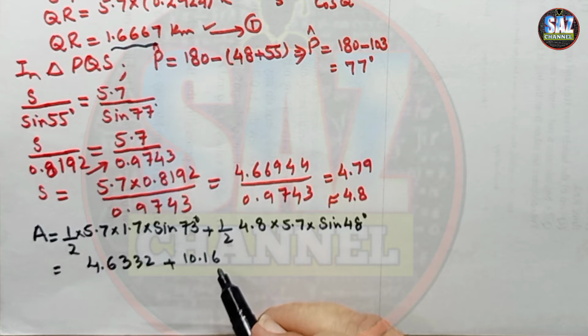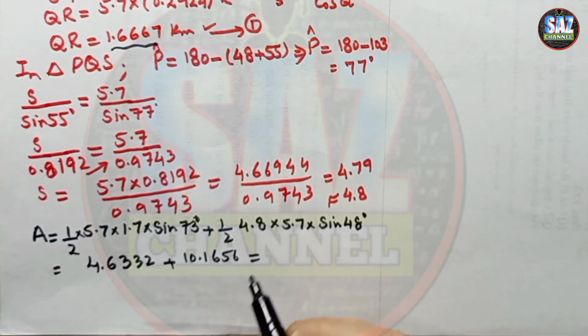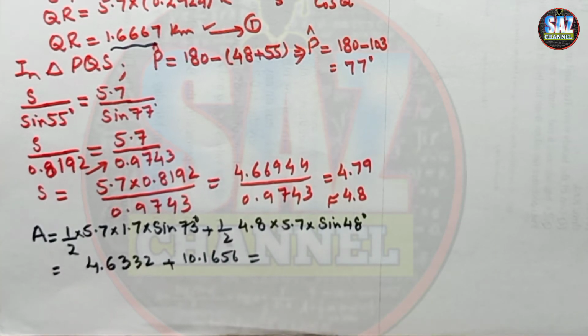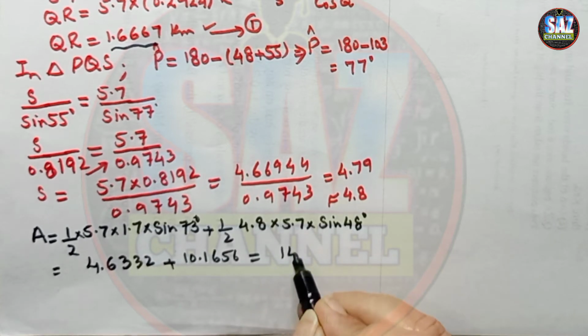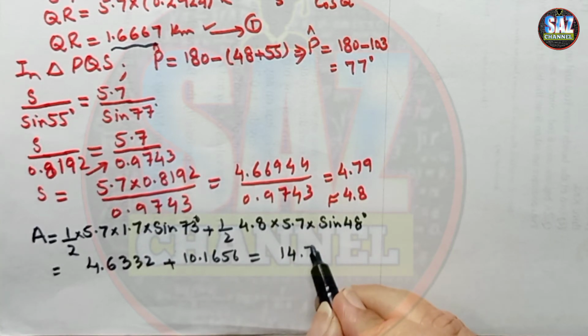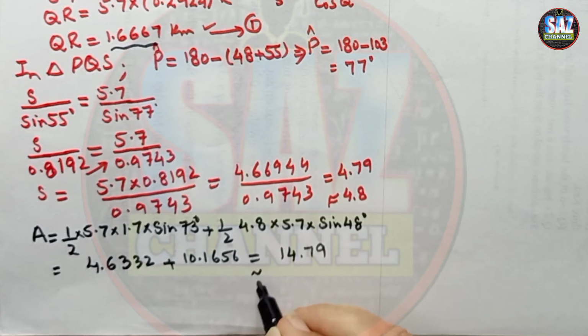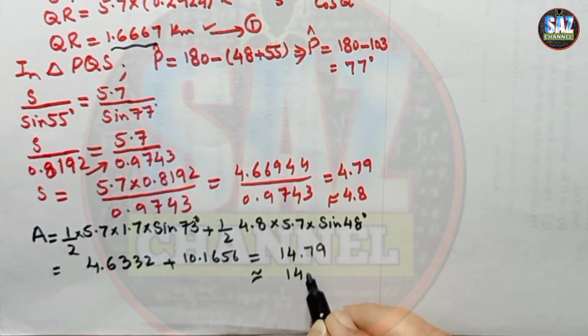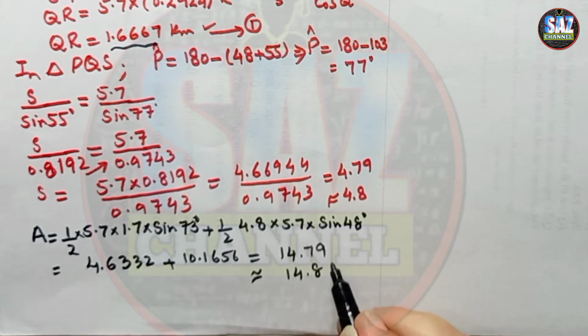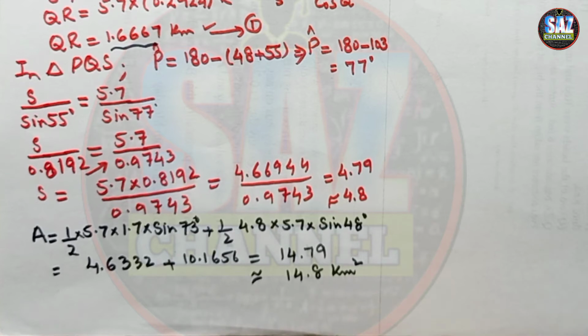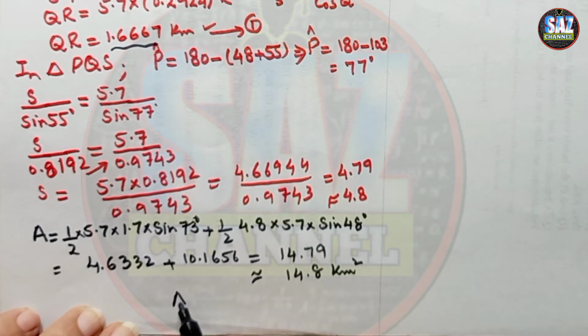So this gives me 10.1656, and then I have to add up these two values: 10.1656 plus 4.6332, and this is 14.79, or I can approximately take the area as 14.8, and the units of this question are in kilometers, so kilometer square. I hope you are clear how we are calculating the area of this question, 14.8 kilometers square.